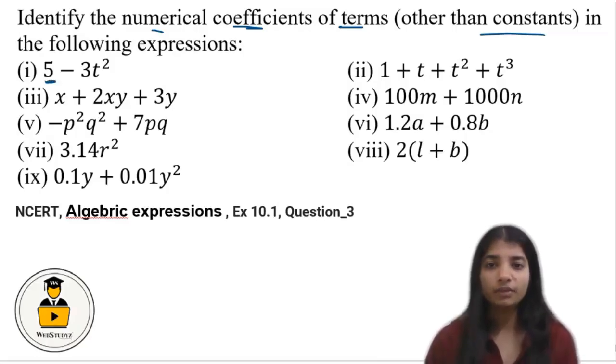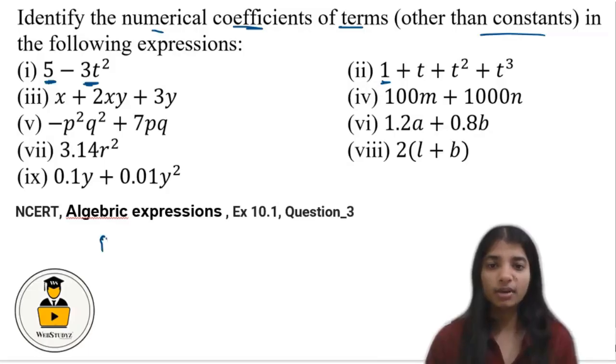So here, in the first part, you can see that 5 is a constant and the other, minus 3 t raised to the power 2, is variable. In the same way, in the second part, 1 is a constant and the others are variable. In the third and fourth there is no constant term, because if variables are attached to the numbers in multiplication, those terms are not constants, they are variable.